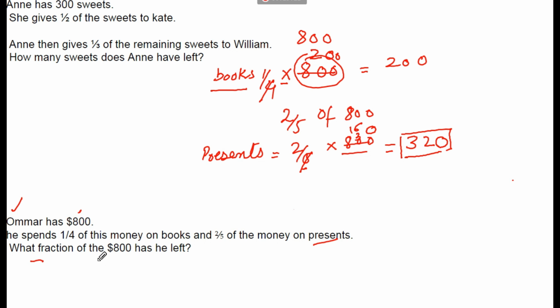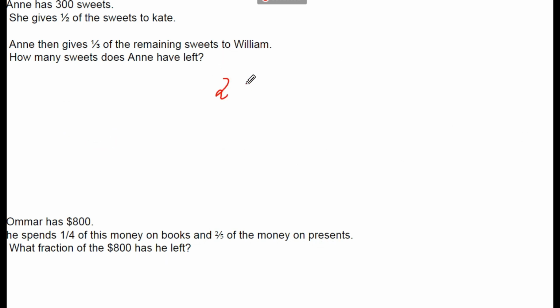What fraction of the 800 has he left? For that we can find how much money is left with him. 800 take away 200 and 320. So 800 take away 200 is 600 and then taking away 320 will give you 280, right? It means he is left with 280 pounds.